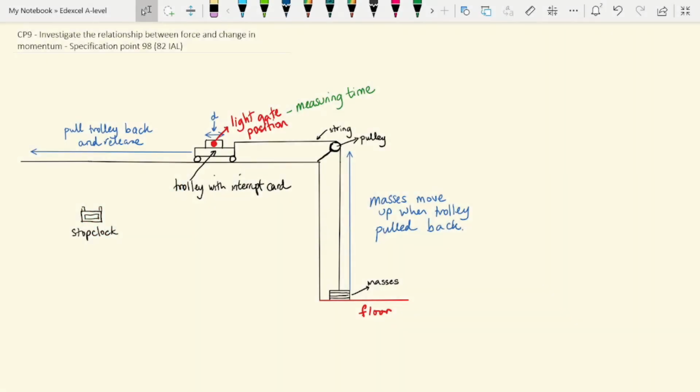This video is about Core Practical 9 in the Further Mechanics section of the A-level specification. It's also specification point 98 for the home A-level, the UK A-level, and 82 for the international A-level. You're expected, of course, to do the core practicals. There's a minimum expectation of the number of core practicals that you do, but you're also expected to learn practical skills and techniques from each of the core practicals that you do.